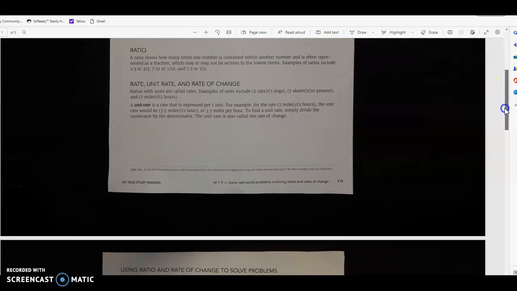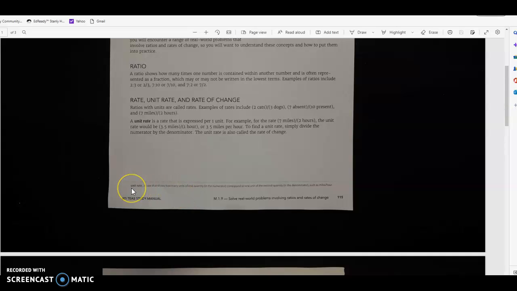And then we need to look at our key words. There's only one in this particular example, a unit rate. It's a rate that shows how many units of one quantity in the numerator correspond to 1 unit of the second quantity in the denominator, such as miles per hour. So if you've ever seen the phrase 55 mph, that means 55 miles per hour.